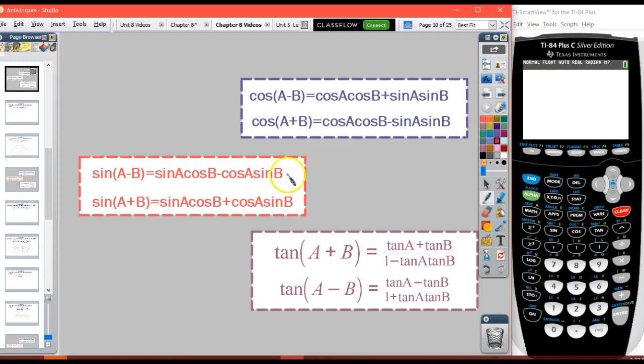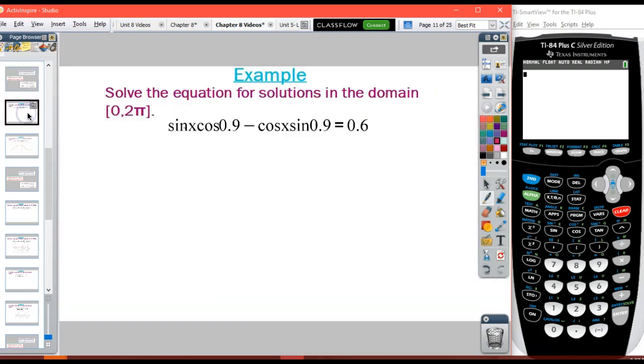And so here is that similar pattern, sine of an angle, cosine of an angle, cosine of the first, sine of the second, and we're subtracting. And so instead of having this all expanded out, I can rewrite this as the sine of this first angle minus the second angle, 0.9. And again, we're looking for where that equals 0.6.